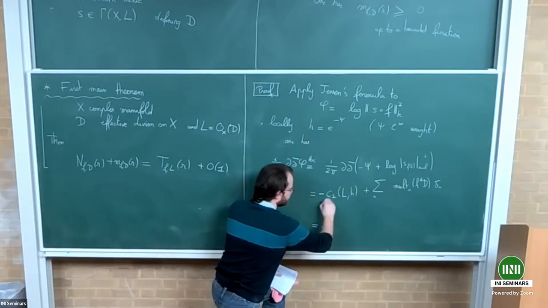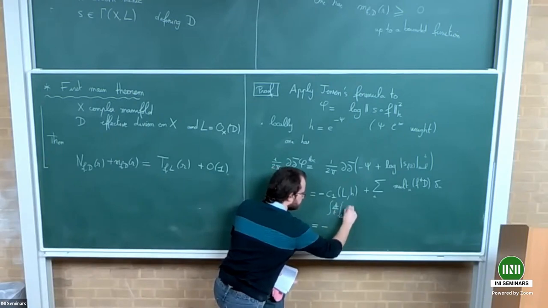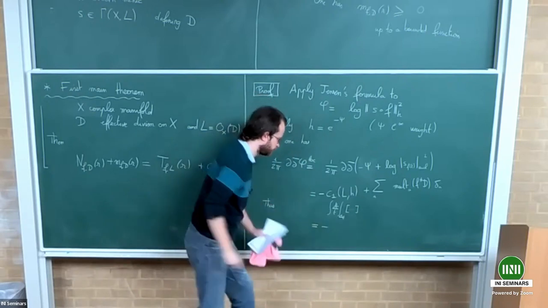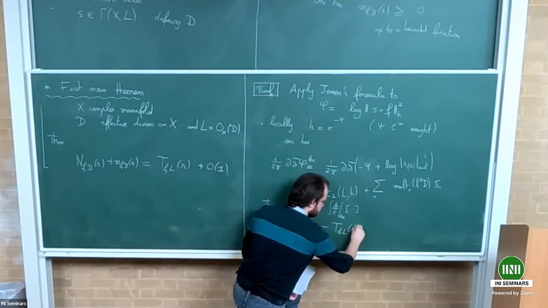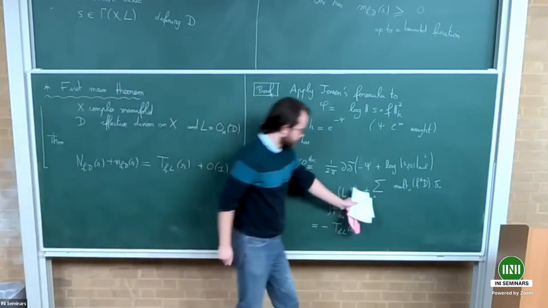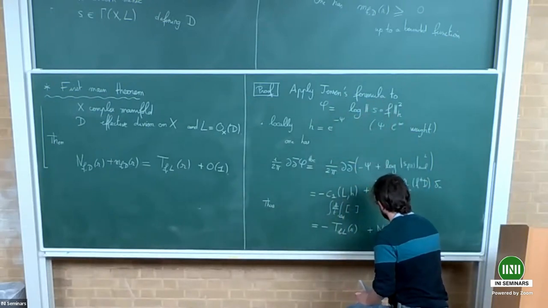So on the right hand side, the integral over d over dt of this applied to minus this first transform will give you minus the characteristic function of f with respect to L. This will give you the counting function.